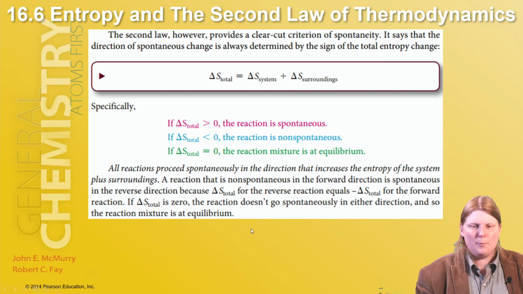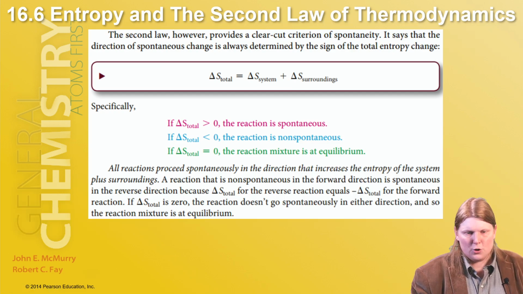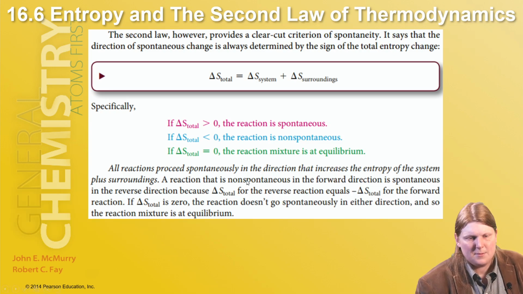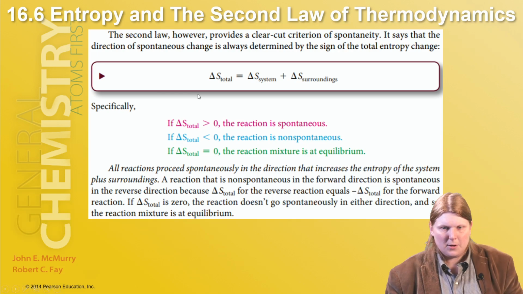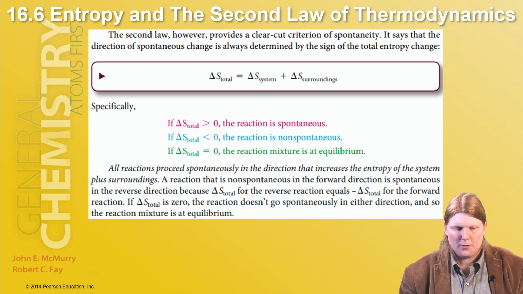The second law, however, provides a clear-cut distinction for spontaneity. It says the direction of a spontaneous change is always determined by the sign of the total entropy change. Sometimes they call this total entropy change the change in entropy of the universe. So keep that in mind also if you've seen that before in other texts.